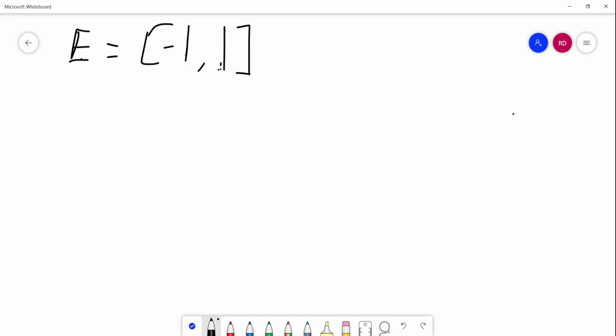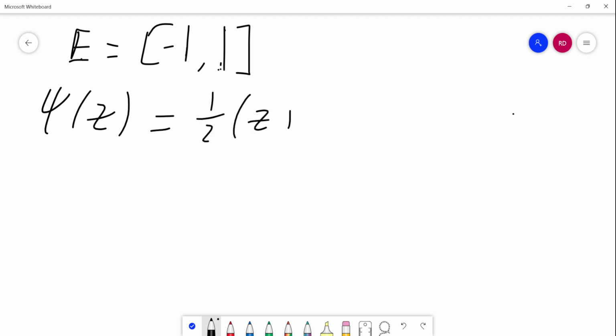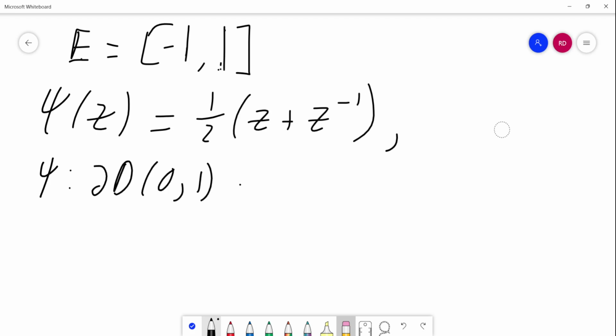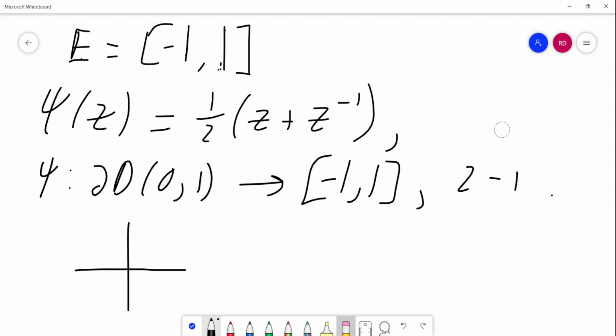So let's take this map. Phi of z is 1/2 times z plus z inverse. This is called the Joukowski map, and what it does is phi maps the boundary of the disk to [-1, 1] as a 2-to-1 function. So we have the disk here.